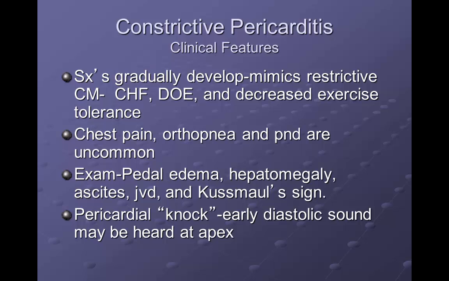Remember that venous return from the pulmonary bed is compromised, so patients tend to have more of the right ventricular heart failure signs, such as peripheral edema, hepatomegaly, ascites, jugular vein distension, and Kussmaul respiration. There is also a pericardial knock, heard most commonly at the level of the apex.